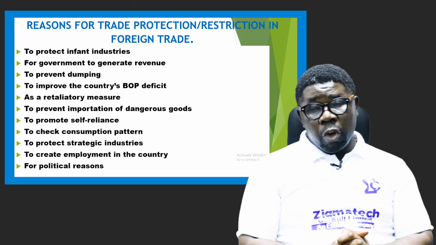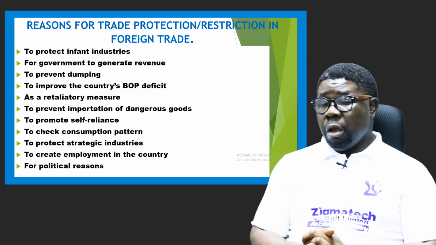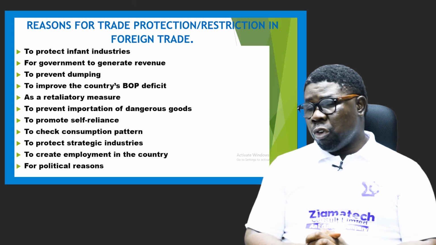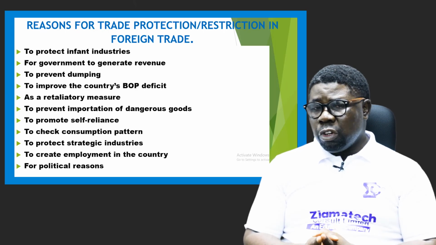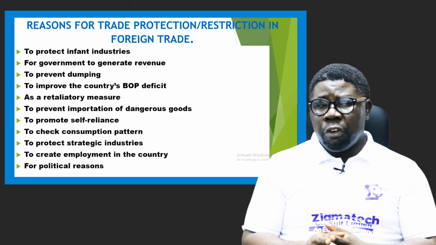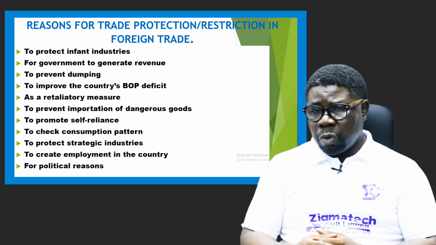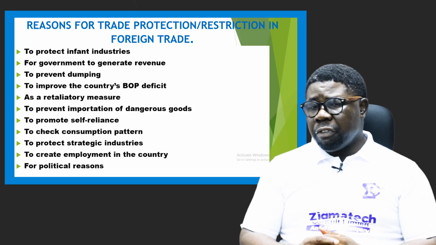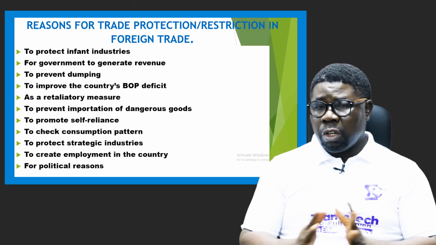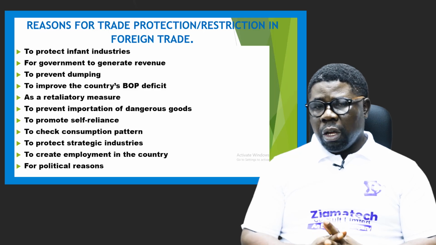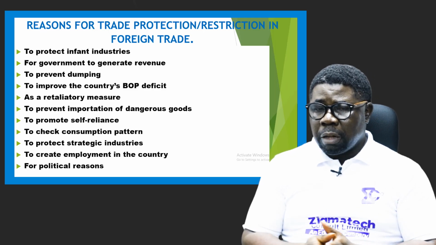Some countries can also become self-reliant if they can properly manage trade between them and other countries. To do that, you might need to engage some level of restrictions in trade that will embolden the country to grow on its own and have more self-reliance, rather than depend on other countries for what they consume or use. Then, to check consumption patterns.